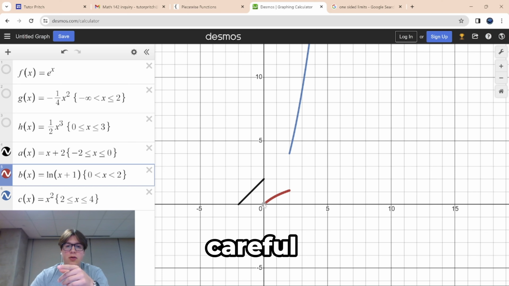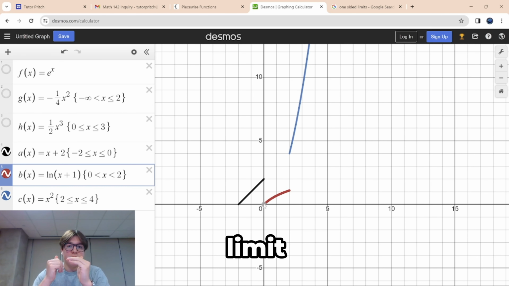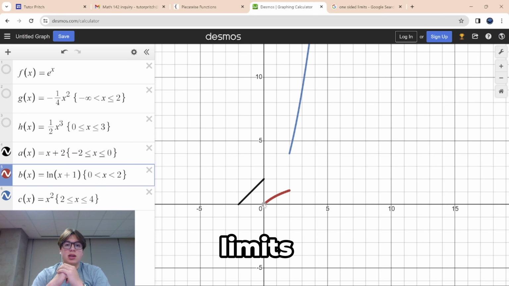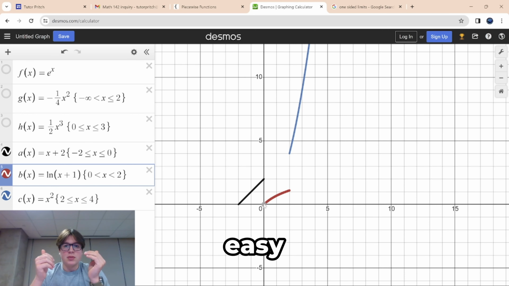So be careful when you're taking tests, because for a limit to be valid, for a limit to be defined, the left side limit and the right side limit must match. You will be asked about one-sided limits. It's absolutely important that you get the notation right for these types of limits, because you could lose very easy points and it could affect your grade.